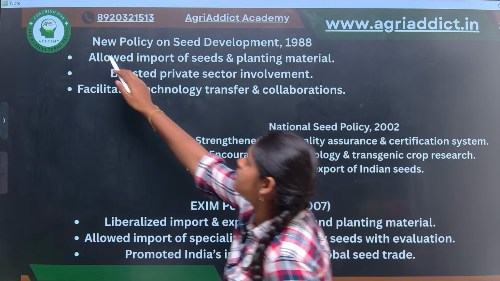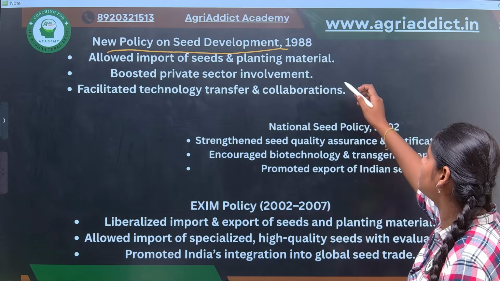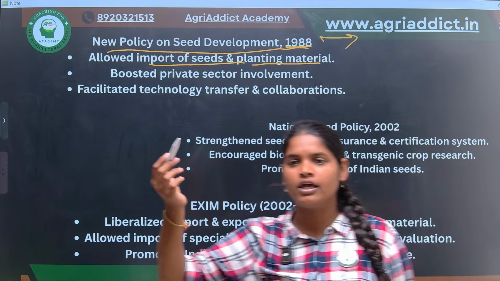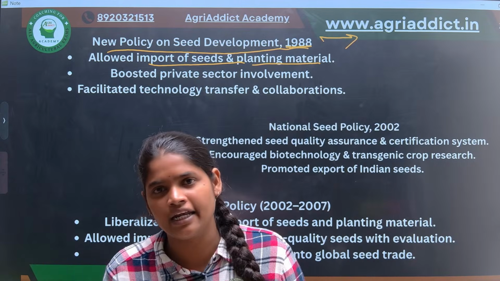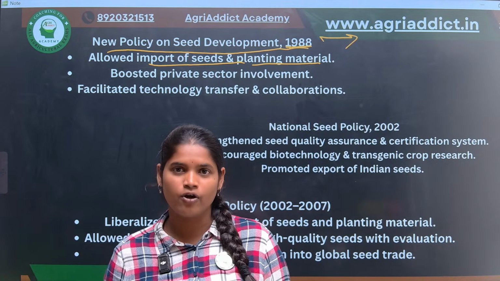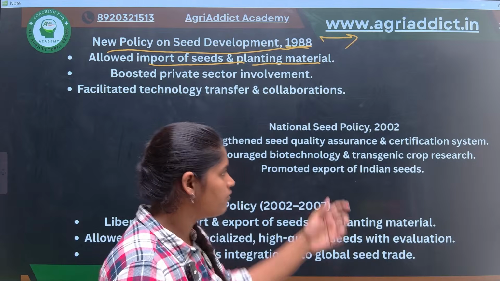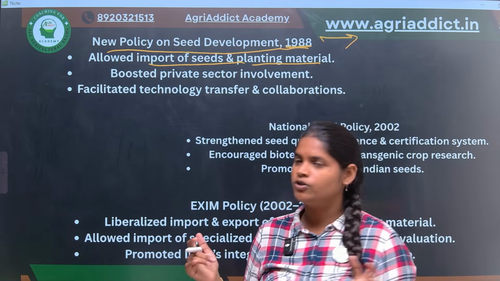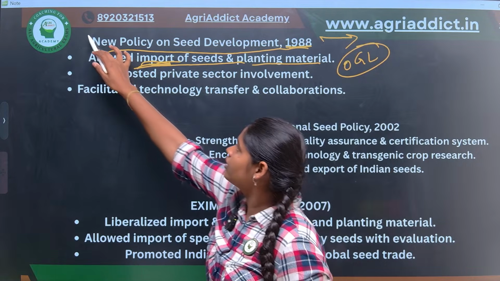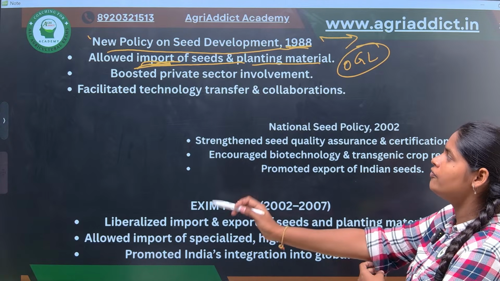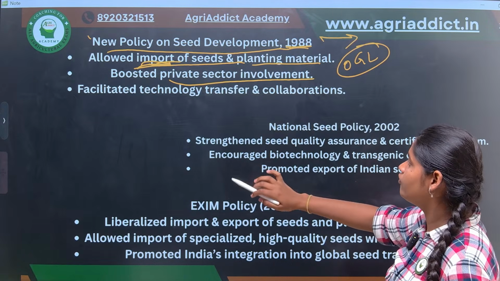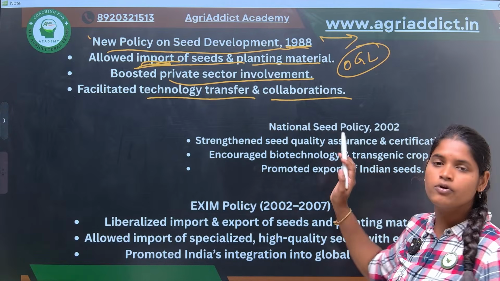Then we have the new policy on seed development. After that, we got a policy in 1988 which allowed the import of seed and planting material. What is the objective of this? To make sure that our Indian farmers get the best planting material available in the world. We are going for introductions and for cultivation of exotic plants, so we need planting material which is available in the world. For easy import, OGL, that is open general license, we got this new policy on seed development, which allowed the import of seeds and planting materials. Thereby it boosted private sector involvement and also facilitated technology transfer and some collaborations.